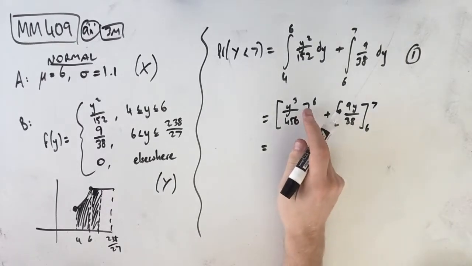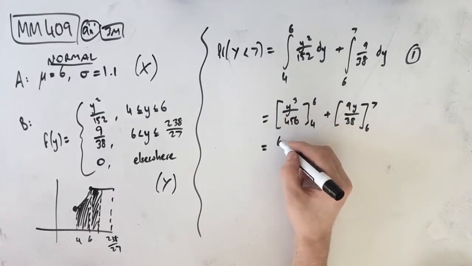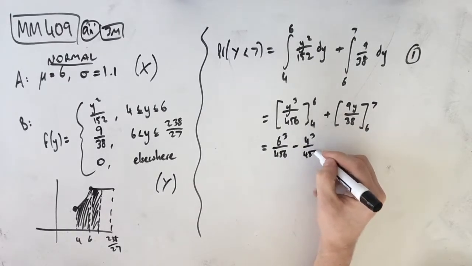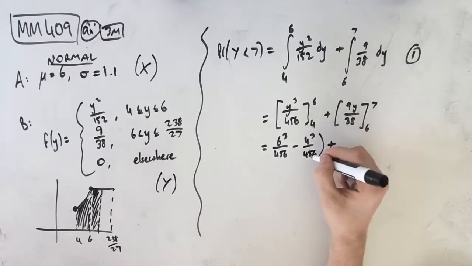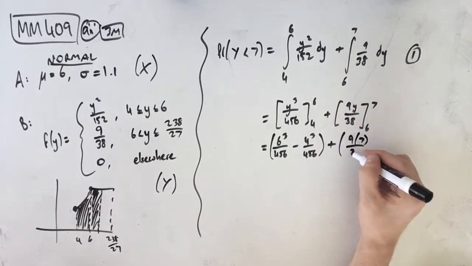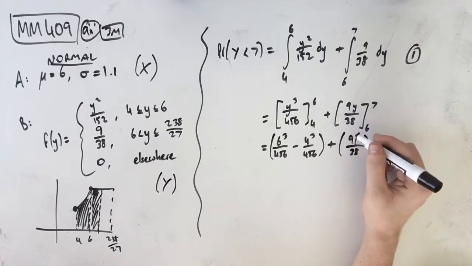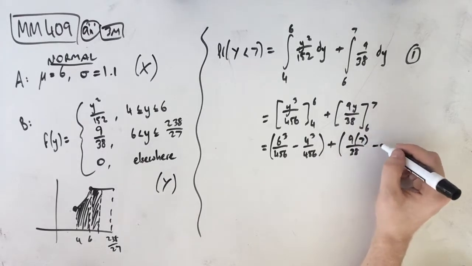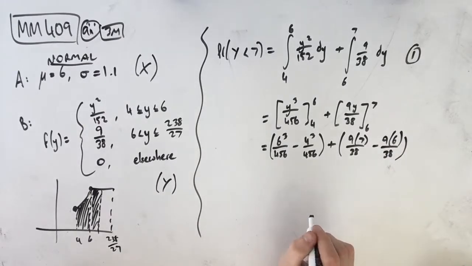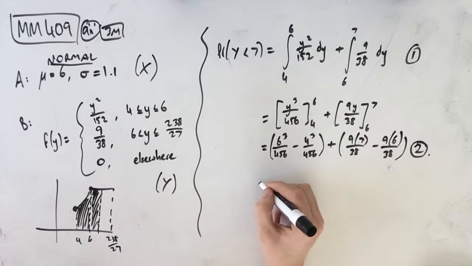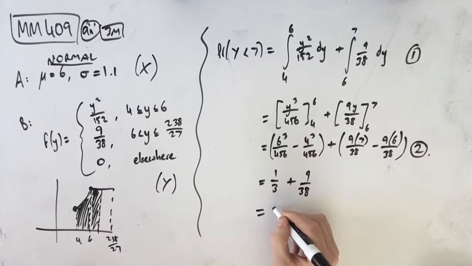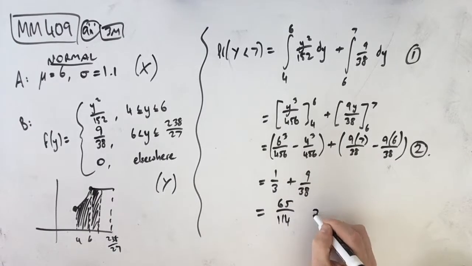Awesome. Now we can actually sub these values in. So we sub in our 6, then minus our 4. So we get 6 cubed on 456 minus 4 cubed on 456, plus, so it's this bit here, 9 times 7 on 38, minus 9 times 6 on 38. Doesn't matter if this is a y, it's still exactly the same process as if it was an x. Awesome. That's our second mark. What we get here is then 1 on 3 plus 9 on 38, which simplifies to 65 on 114. That's our third and final mark.